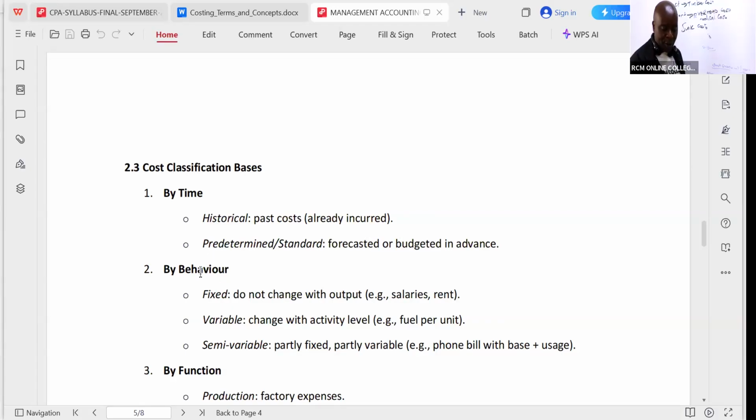Ladies and gentlemen, we have classification by behavior. Under behavioral classification, we have fixed costs, which do not change with the output. They remain the same. They're also called periodical. Like we normally get our salaries on a monthly basis, e.g. salaries, rent. Then we have variable costs.